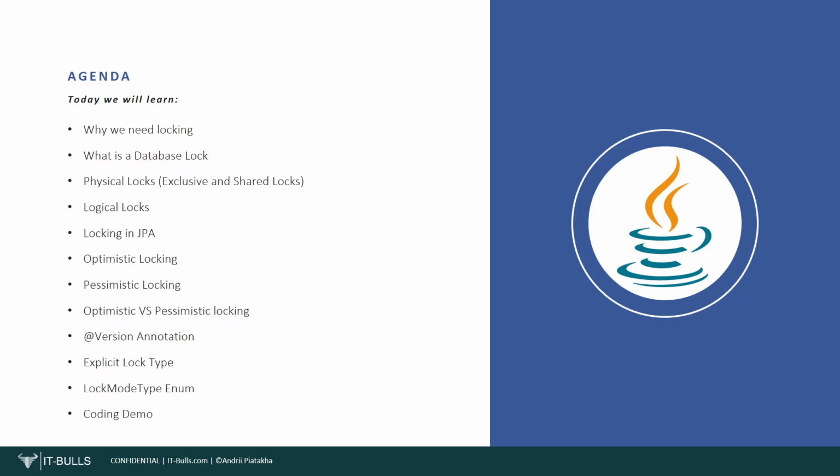We'll review physical locks and logical locks. I will explain different locking models in JPA. Namely, we are going to talk about optimistic and pessimistic locking. We'll review the version annotation and I will explain why we need it. Also, I am going to explain explicit lock types and we'll review them on the example of the LockModeType enum.